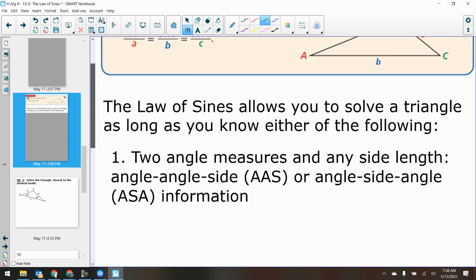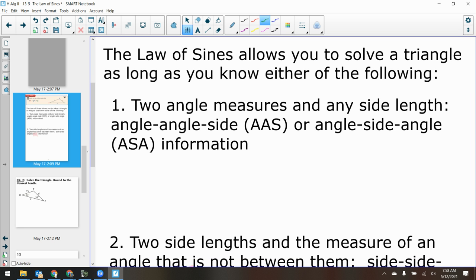Now, you have to have either two angles and a side. So we've either got the restriction of having angle, angle, side, or angle, side, angle. I leave space in here so that I can show you what it looks like. Remember, if you've got a triangle that's angle, angle, side, if you've got two angles and a side, you can use the law of sines. Or if you've got angle, side, angle.